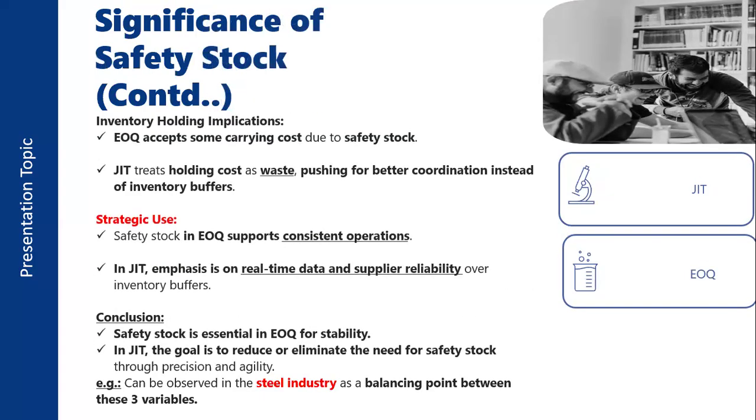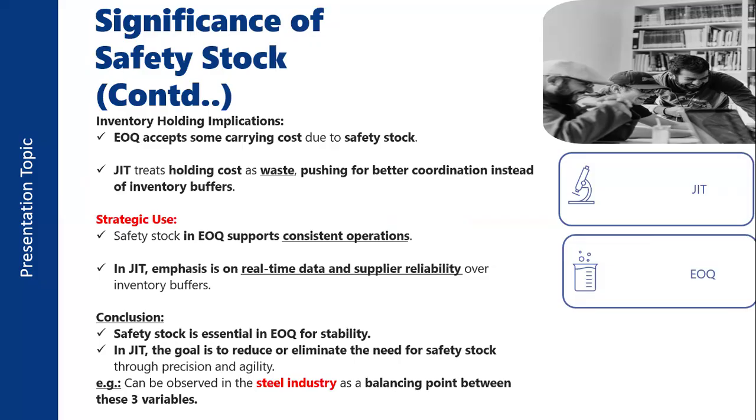From the inventory holding aspect, EOQ affects some of the carrying and the safety stock cost. JIT treats holding cost as waste, that is why it pushes for better coordination instead of inventory piling up. This is the pattern of inventory holding from both aspects, EOQ and JIT, with safety stock. How do they use it strategically for betterment of industry?